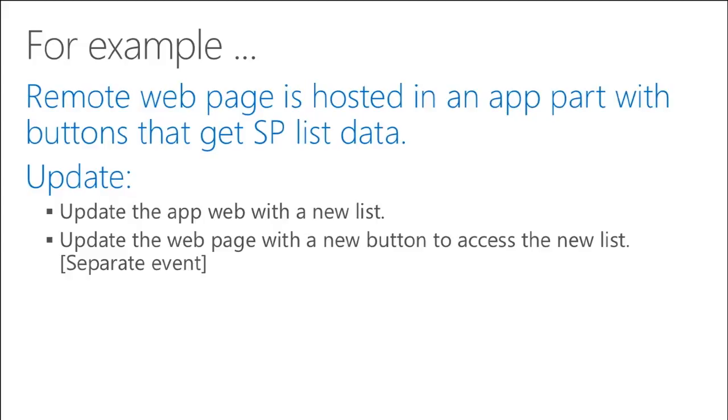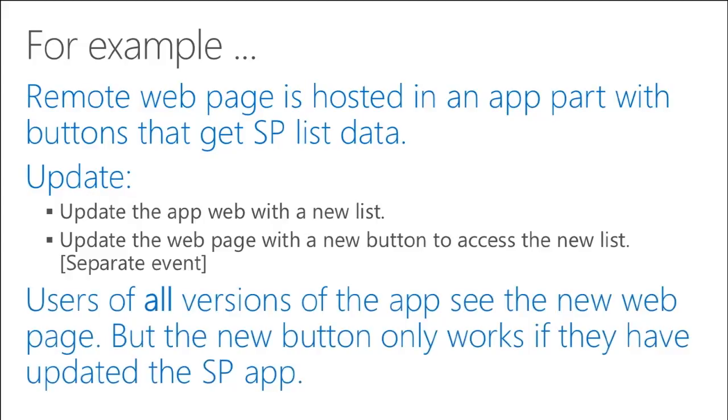list. Okay? Now, users of all versions of the app, including those that have not updated the SharePoint app, immediately see the new web page with that new button on it. But the new button only works if they've updated the SharePoint app narrowly construed, because if they haven't, that new list doesn't exist on their app web. This is how it's possible to break the older version of the SharePoint app narrowly construed by changes you make in the remote components. Okay?